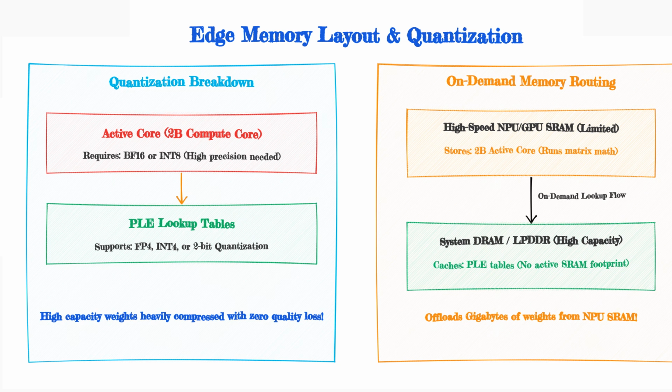Furthermore, because these tables are only indexed at each layer, they can be cached in slower, high-capacity system memory and loaded on demand, saving precious high-speed GPU or NPU SRAM. This makes on-device deployment incredibly efficient, preventing the model from exceeding standard memory limits during edge inference.